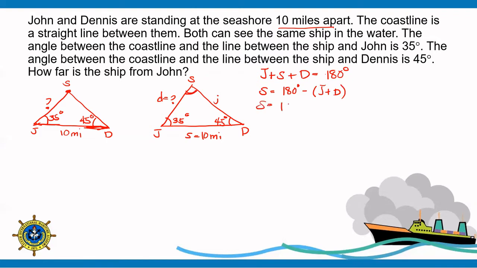So if we will substitute this now, we have 180 minus J natin is 35. And then you have D is 45 degrees. So this is 180 degrees minus 80 degrees. So therefore, ang value ng S natin is 100 degrees. So ito po yung ating angle S.